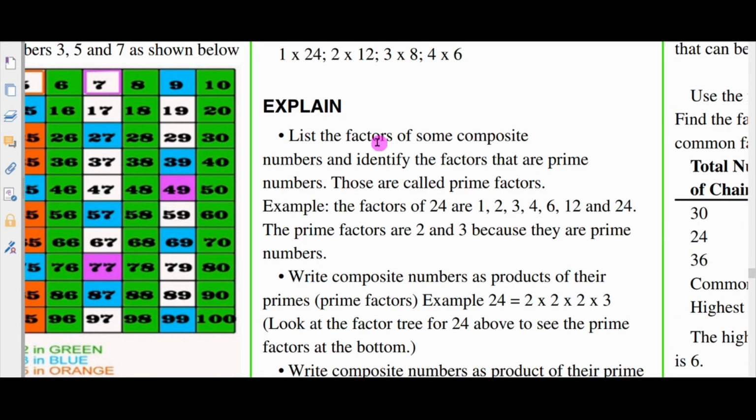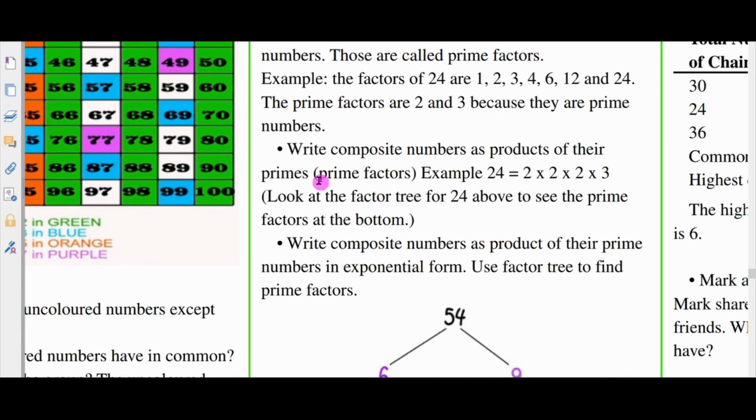Explain. List the factors of some composite numbers and identify the factors that are prime numbers. Those are called prime factors. If a number is used as a factor and it is prime, it is called a prime factor. Now here's an example. The factors of 24 are 1, 2, 3, 4, 6, 12, and 24. The prime factors are 2 and 3 because they are prime numbers.